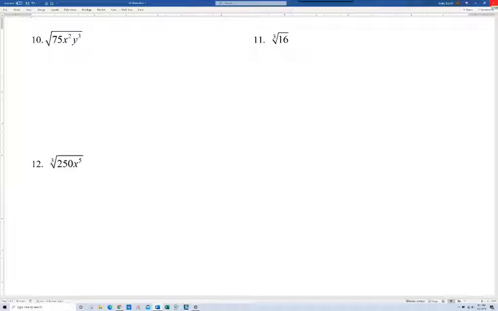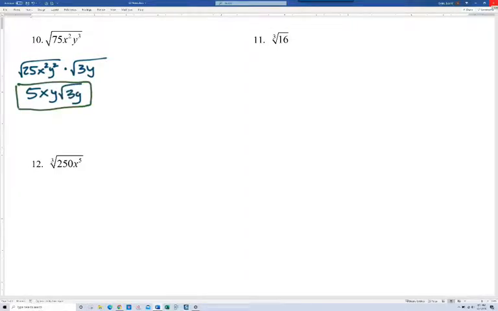All right, so let's go ahead and see how you did here. So on number 10, I see 75 there, and I know 25 is a perfect square factor, and x squared is a perfect square factor, and y cubed's not, but y squared would be. My leftover factors, well, 3 times 25 is the 75, and I also need a factor of y. And so the square root of 25x squared y squared is 5xy, and then I've got times the square root of 3y.